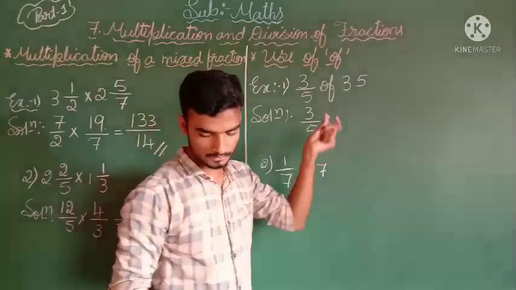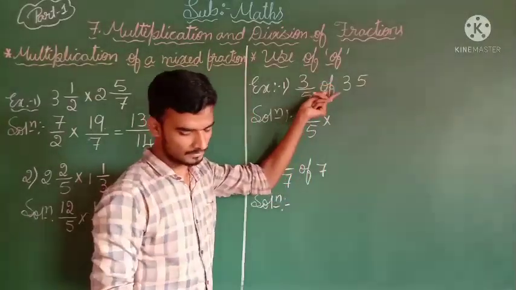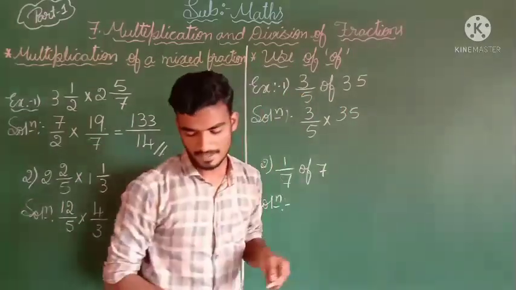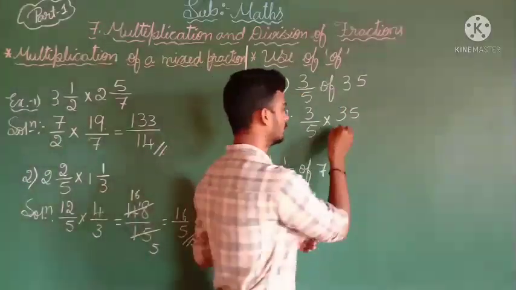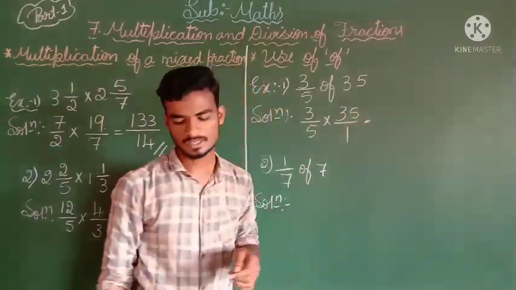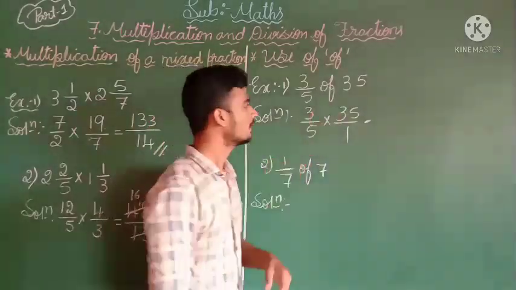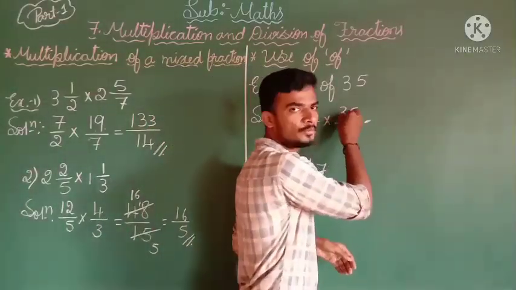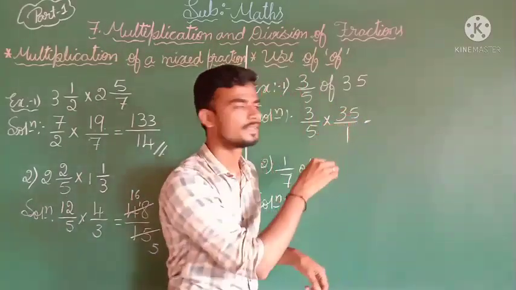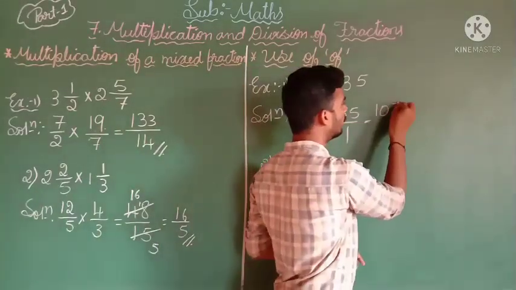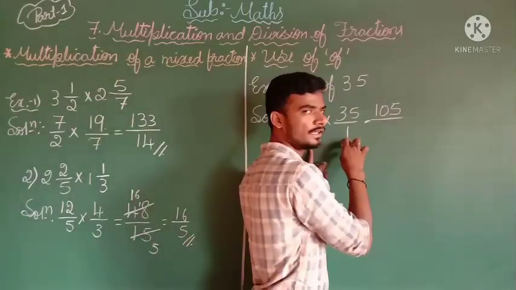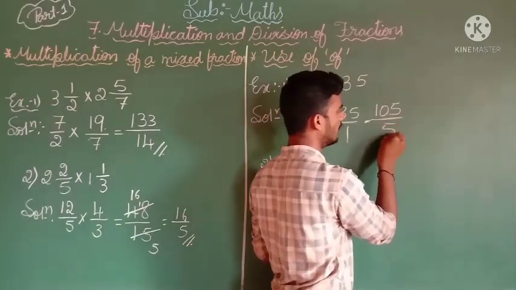Next, what we have to do? We have to write 35 as 35 divided by 1. Okay. Now you multiply numerator with numerator, then denominator with denominator. So if you multiply numerator with numerator, what product will you get here? 3 into 35, that is 105. Okay, then 5 into 1, denominator with denominator, so you will get 5.